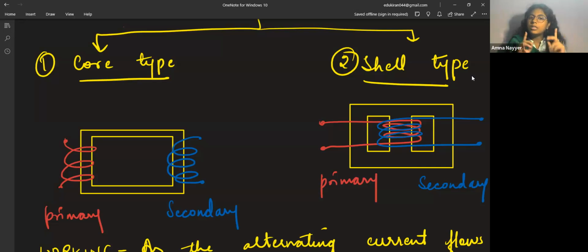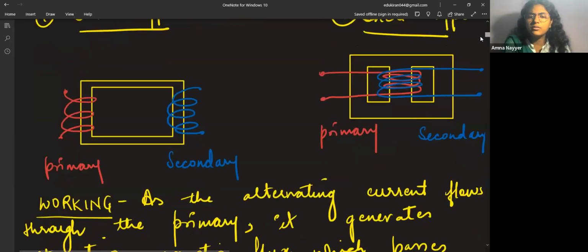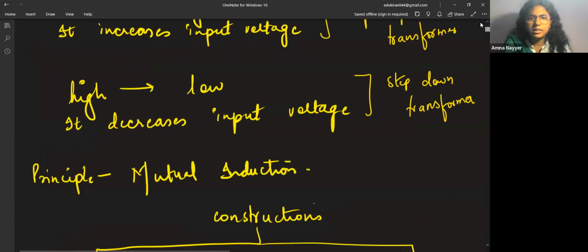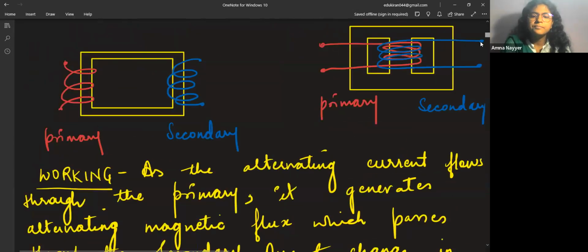Now see, in core type, there is a proper separation between them. In shell type, both are overlapped to each other. Now mutual induction will be occurring within the wires like this. They are actually in contact with each other. Their mutual induction will occur. Mostly the most common type is core type, but shell types are also present. So you should be aware of shell type. This I'll discuss first. Okay, let me discuss this.